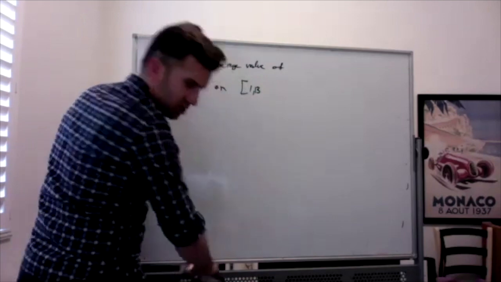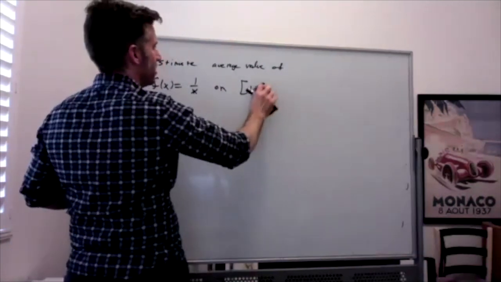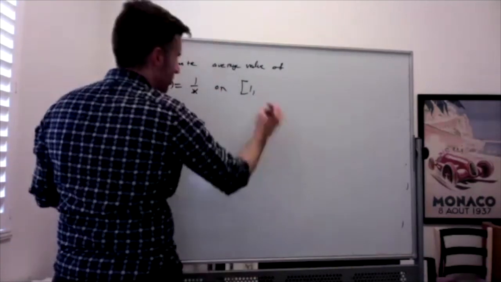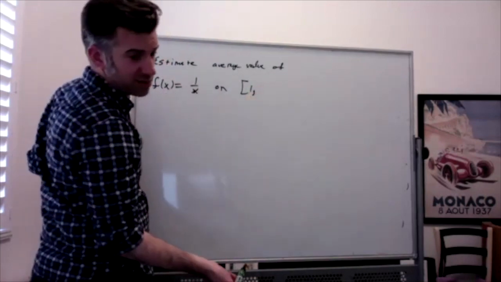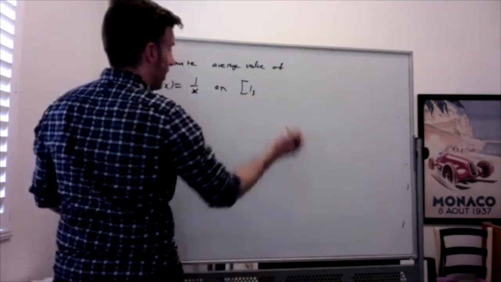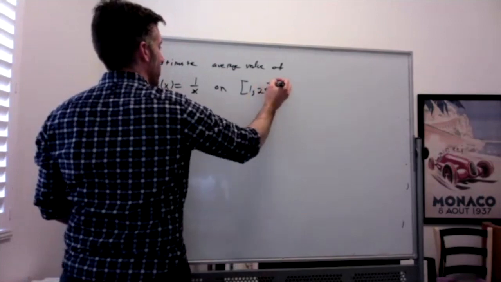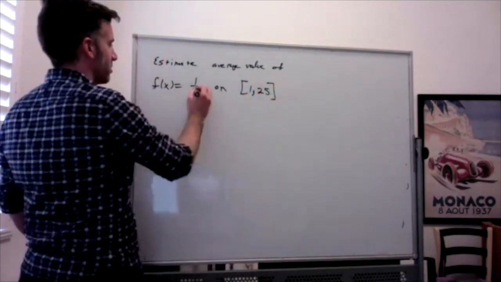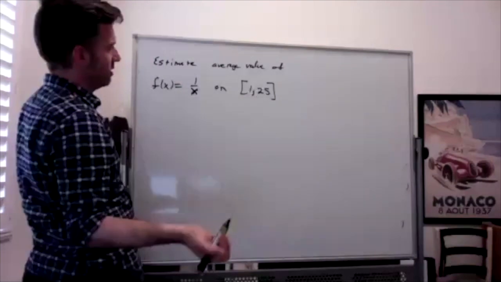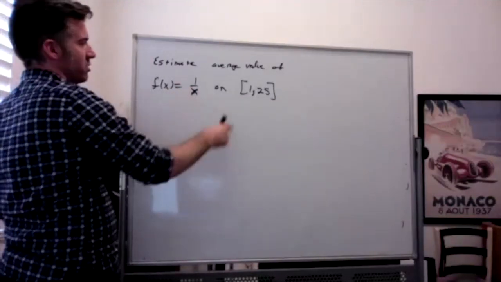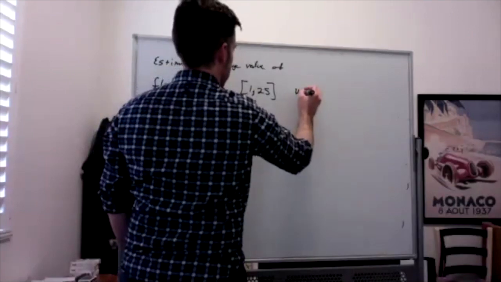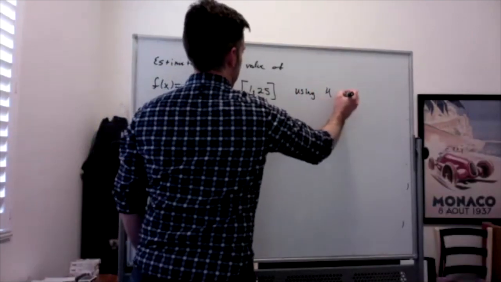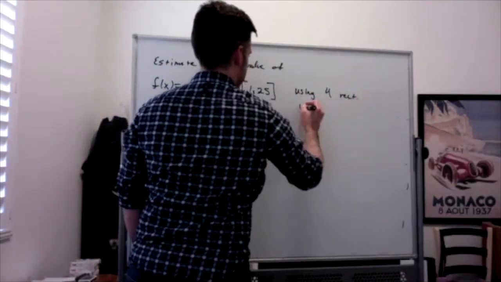What's 13 really, James? 1 to 13? 13 is terrible. Let's pick something else. 17, 25 is kind of a good choice. I'm not going to lie. We'll pick 25. The other possible choice is 9. 9 is not good. So estimate the average value of this function on this interval using 4 rectangles with midpoints.